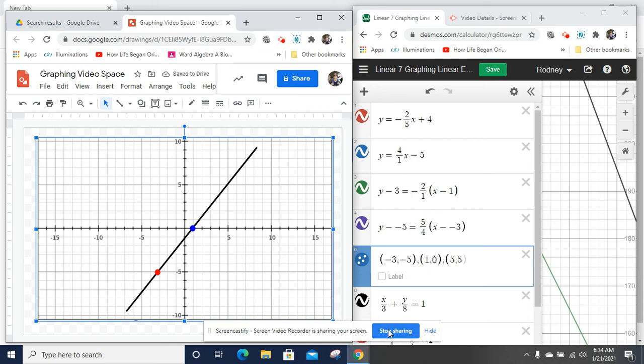All right, I'm going to stop sharing, and I hope that helped. So that was point slope form graphing. Use the fact that point slope form gives you 1 point, and then use the slope to map a second point. A third point, as you can see, is useful because it can help us find errors in our graphing, like I just discovered.